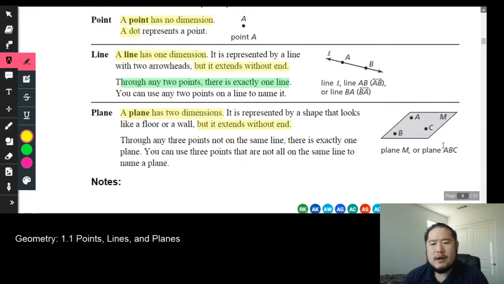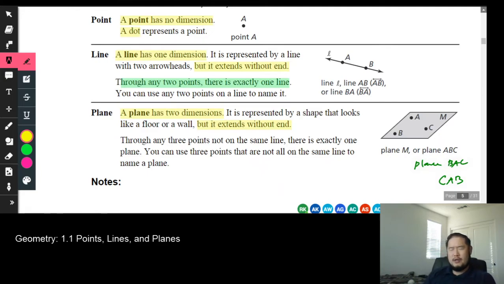Now, up on the top right here, there is this uppercase M. And with that uppercase M, and there's no dot next to it, that tells me that is the name of this plane. And so it could also be called plane M. All right. So once again, we could call this plane BAC, and we could also call it plane CAB. Make sure any combination of those three letters works.